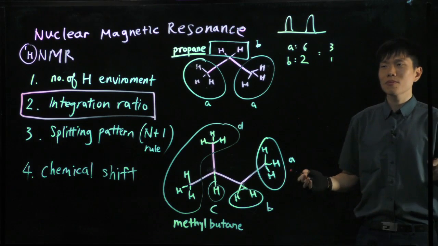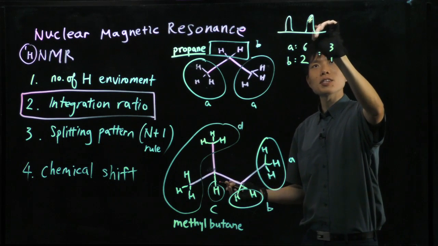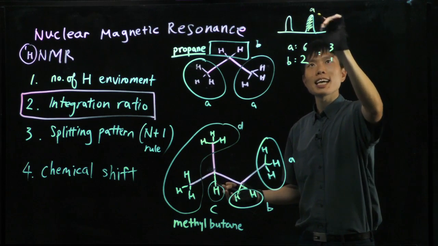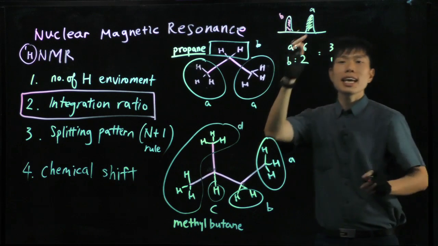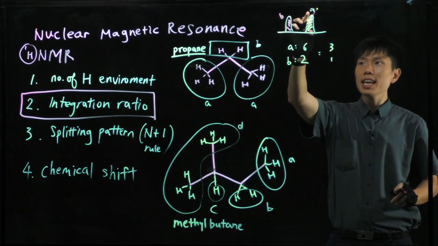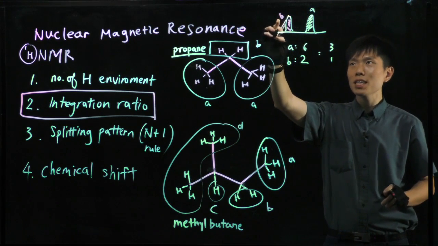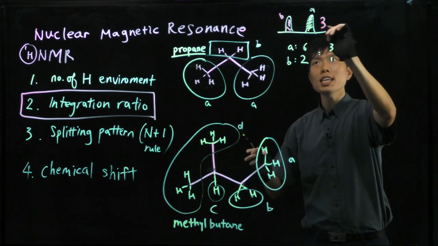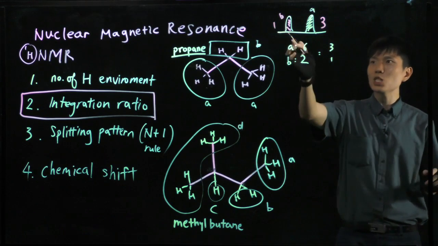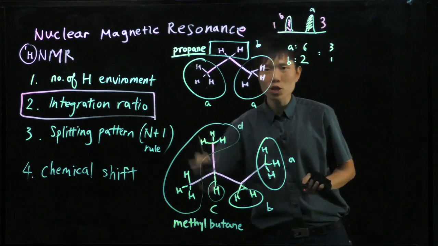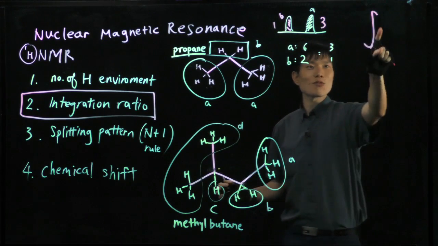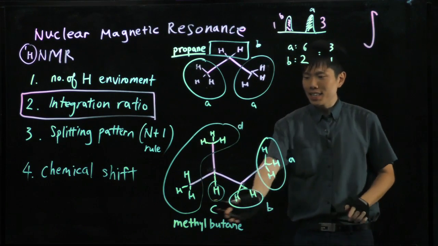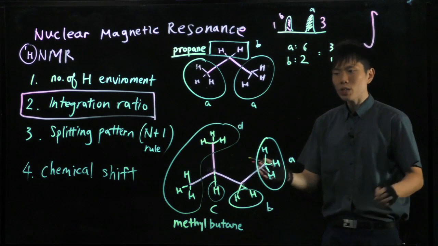3:1. Which means that if this signal here that I'm shading belongs to A, and the other one that I'm shading here belongs to B, the area underneath A against the area of B will be the ratio 3:1. So that's what we mean by integration ratio. Not this integration in math. Now for methylbutane, we do likewise.